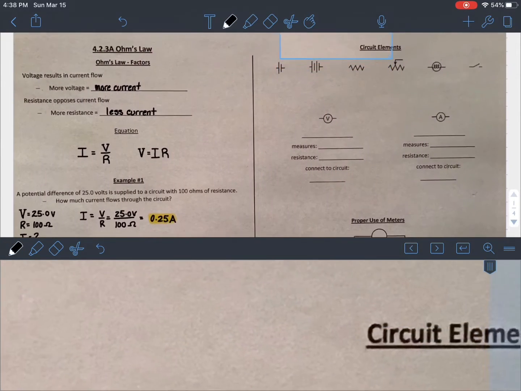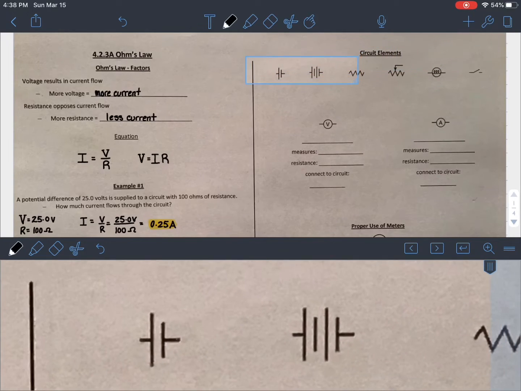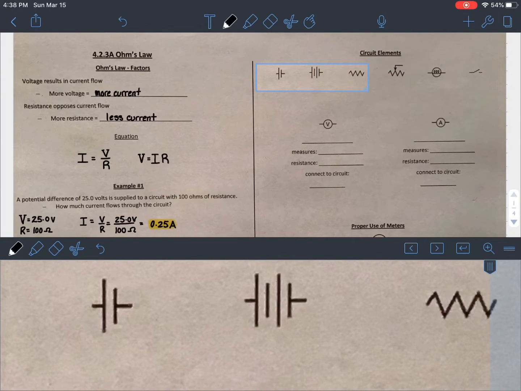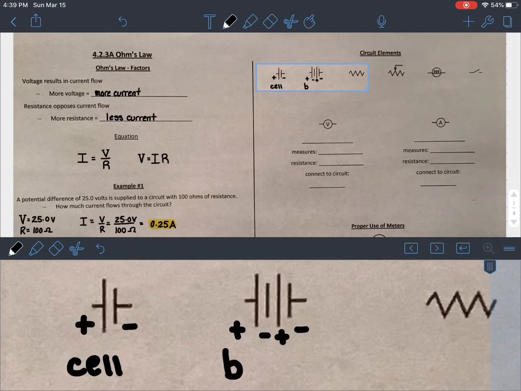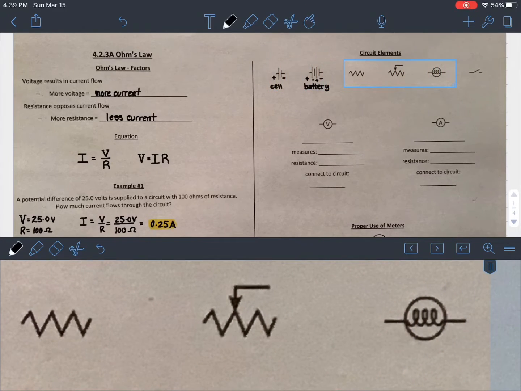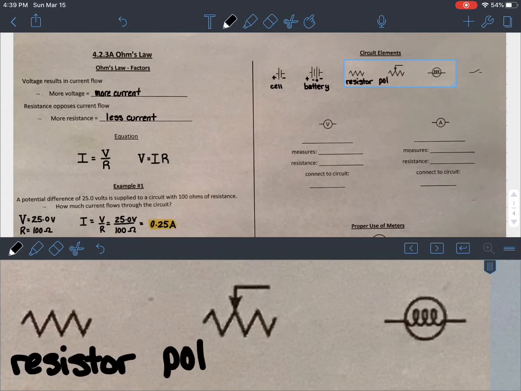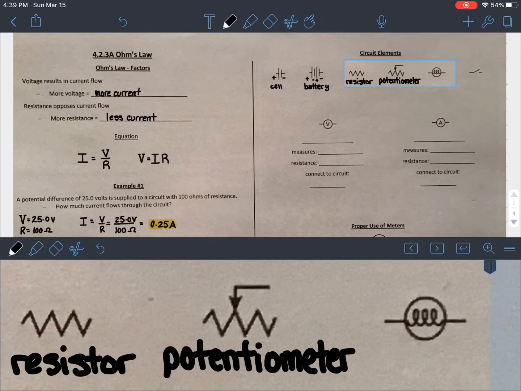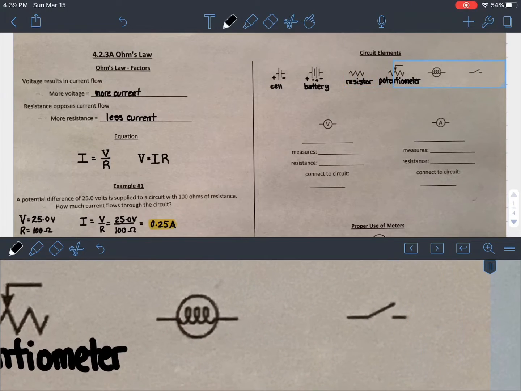Here are some common circuit elements that we need to know. This is a cell. Your positive terminal is always the longer side, and your negative terminal is always the shorter side. When you have more than one cell, we call it a battery. These next two also are similar looking. The first is your resistor. The second is a potentiometer. This is a voltage divider, and we'll learn more about this element and its applications later.